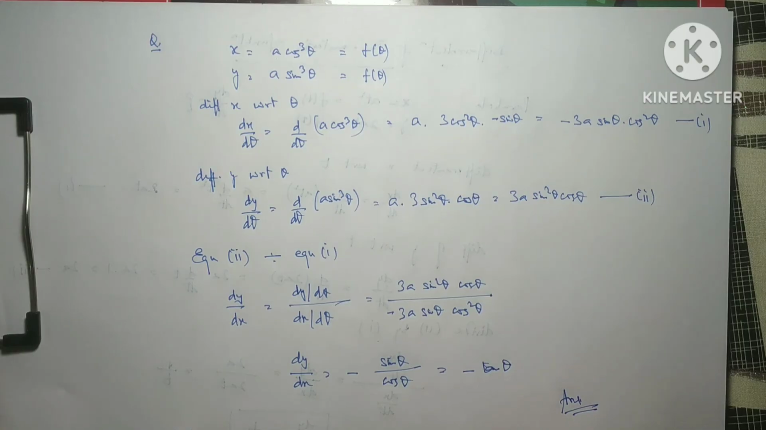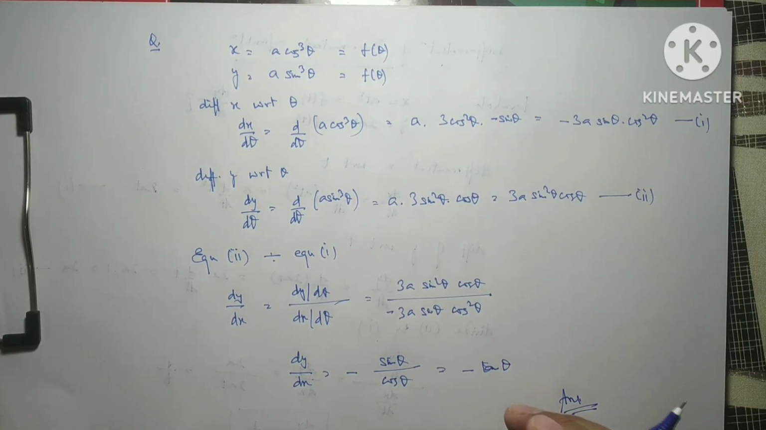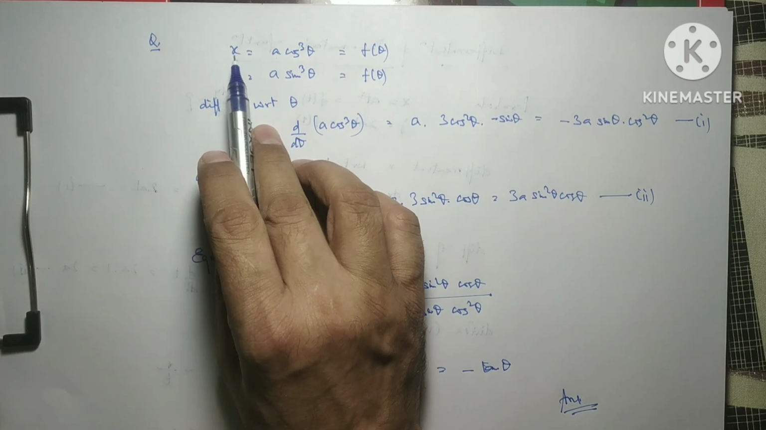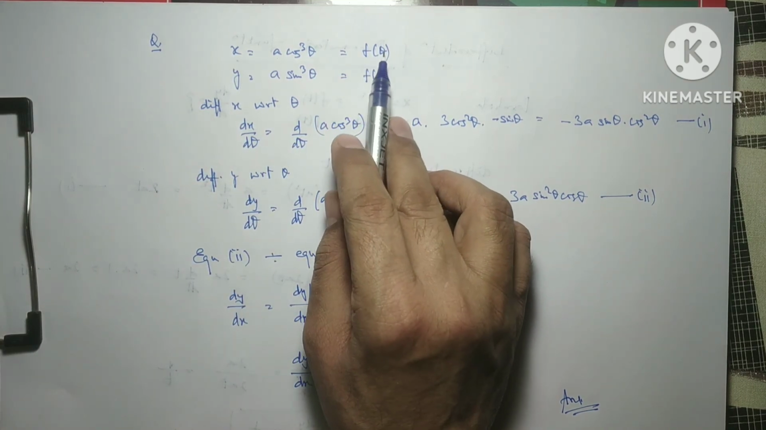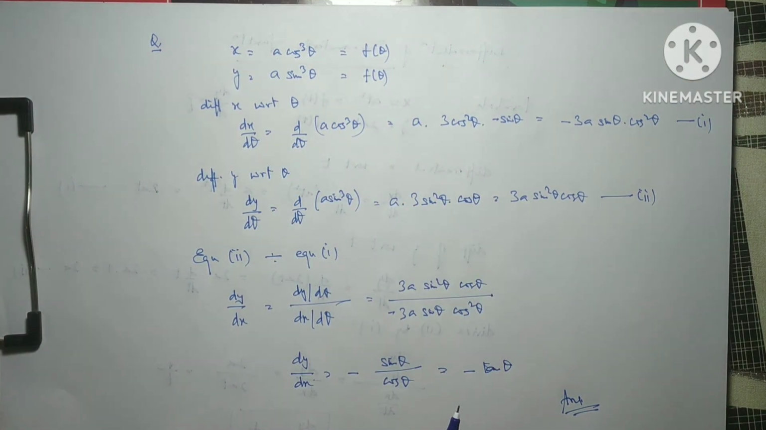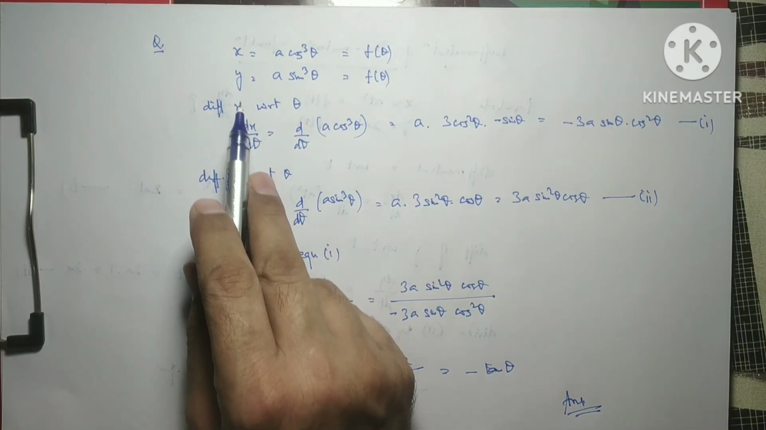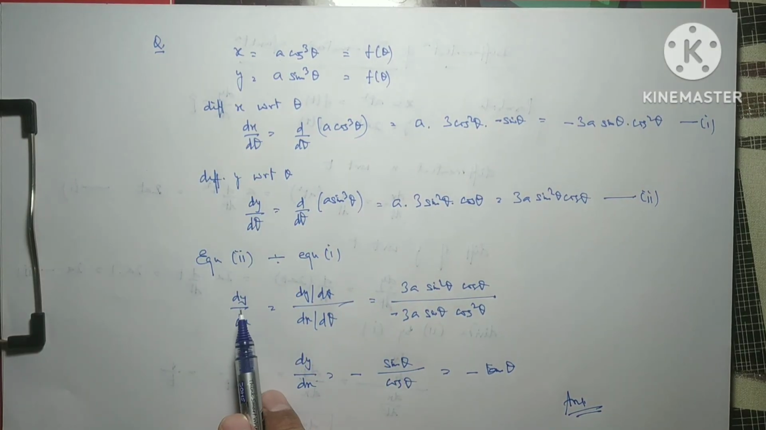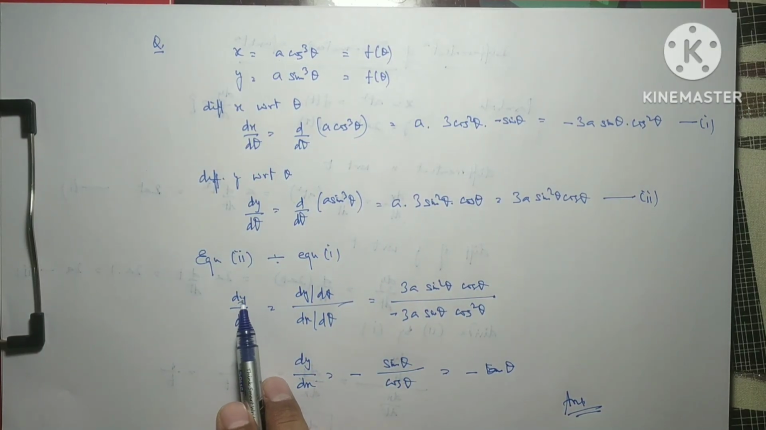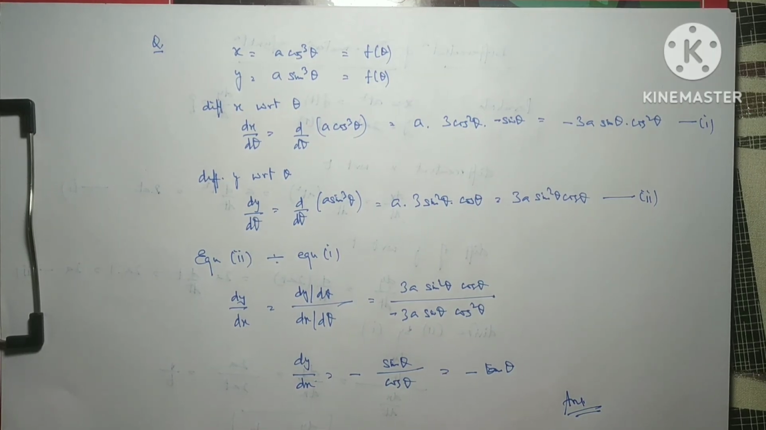So this is the way we differentiate parametric equations. Very simple. First we differentiate x with respect to the parameter in which these equations are expressed, like theta, t, phi, or any other. Then y, then the y equation is divided by the x equation, and you get the result.